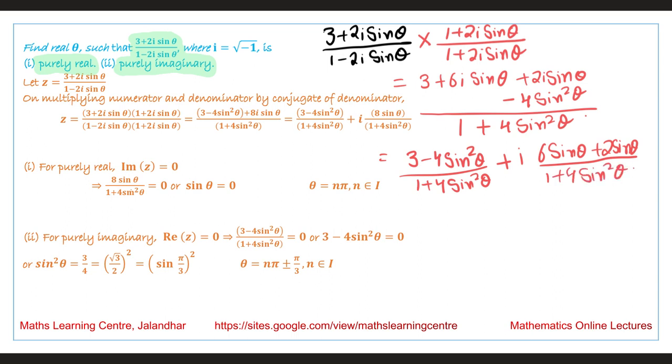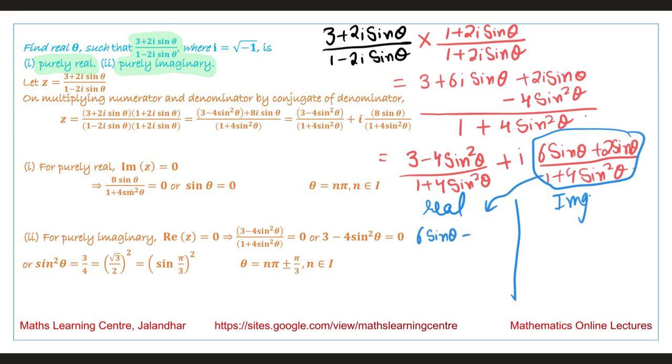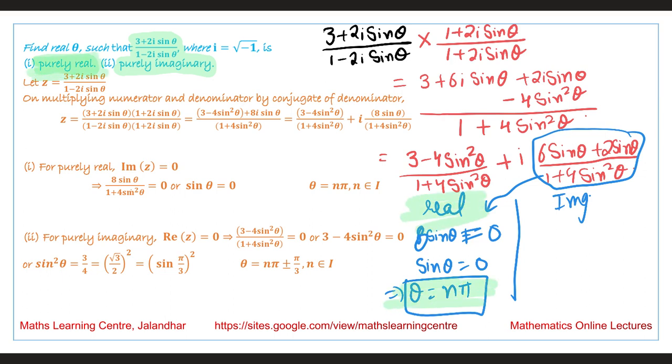Now we are talking about two cases. One is when this number is purely real, and second when this number is purely imaginary. When this number is purely real, it means this term is equal to 0. So we get 6 sinθ plus 2 sinθ, it is total 8 sinθ. This value should be equal to 0. So this implies that sinθ is equal to 0, so θ is equal to nπ. So we are saying when θ is equal to nπ, this number is purely a real number.